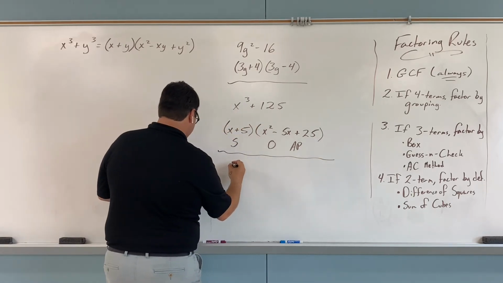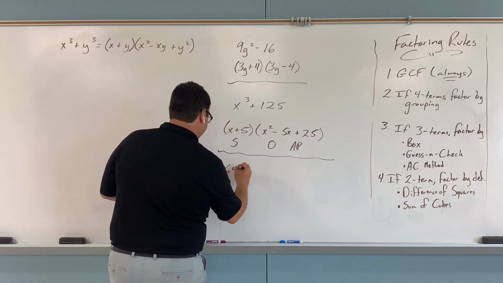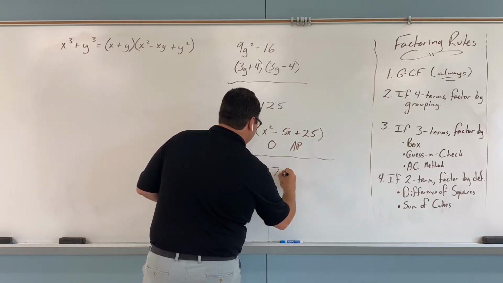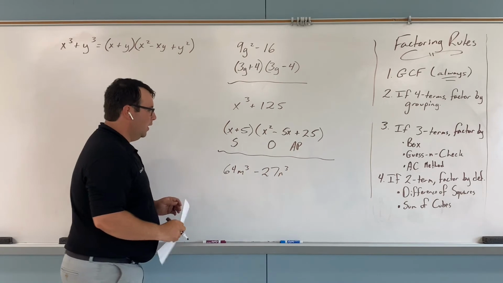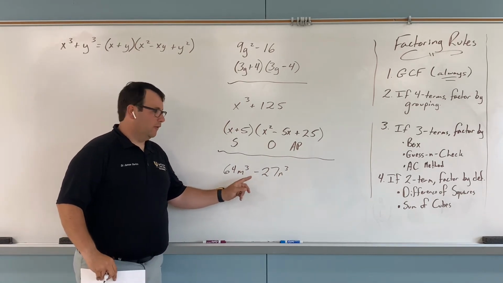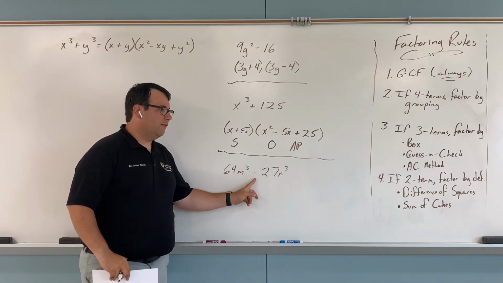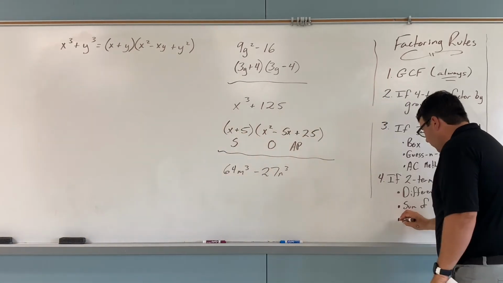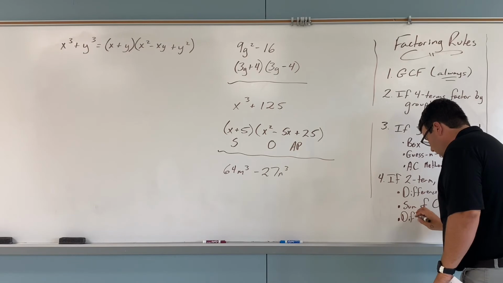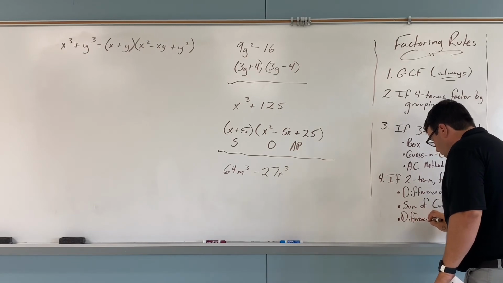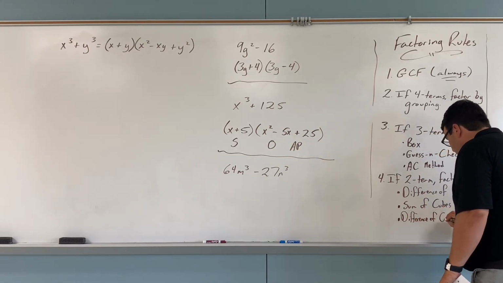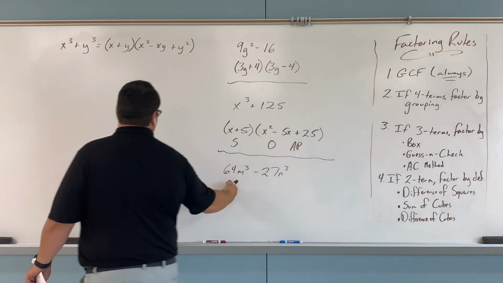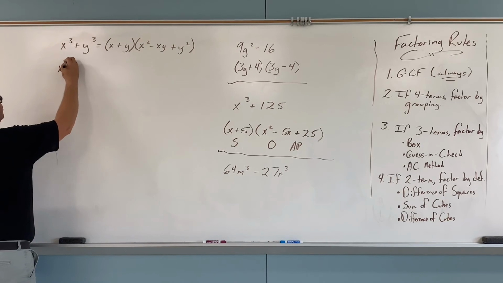Let's assume that I'm looking at 64m to the third minus 27n to the third. Notice we're talking about a difference. These are perfect cubes, but we're talking about a difference. So there's one slight change. This is called a difference of cubes. And it works the same exact way as the sum of cubes. But the difference of cubes has a slightly different definition.